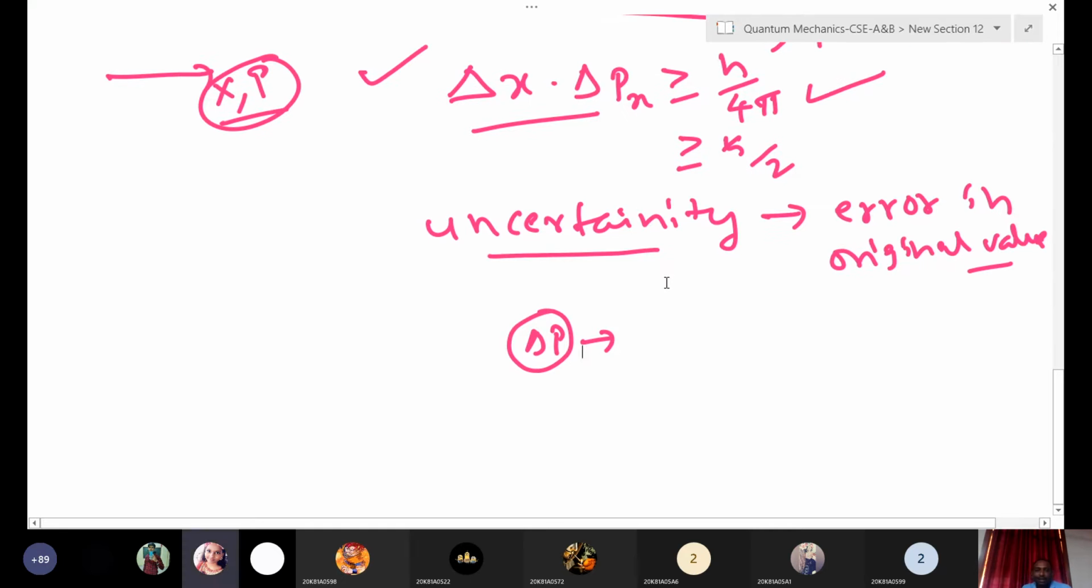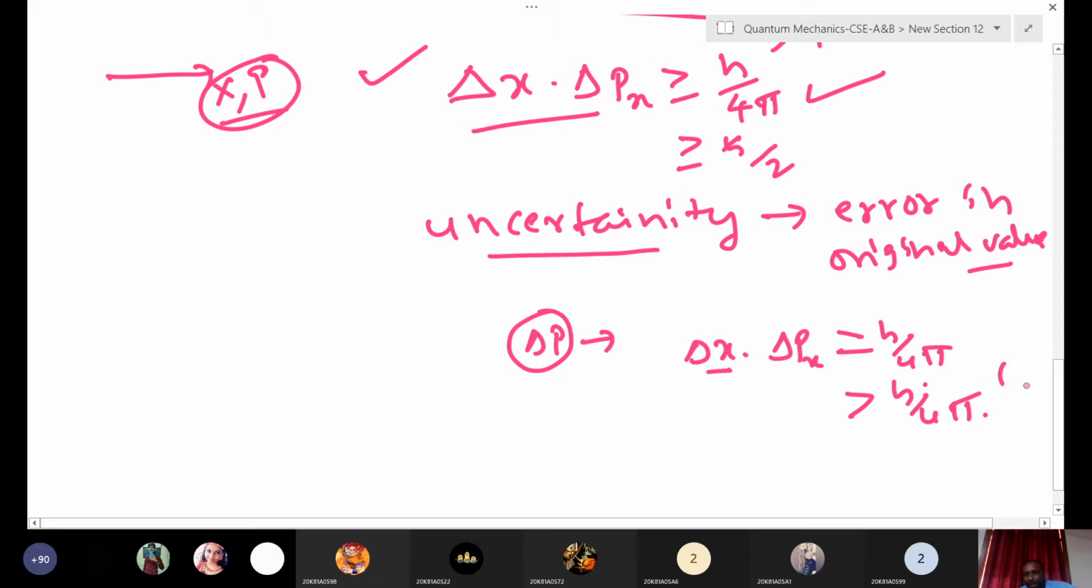Yes, sir. The product of the uncertainty in momentum and the uncertainty in position of any particle is greater than or equal to h by 4 pi. So the error in position and error in momentum together may be equal to h by 4 pi or greater than h by 4 pi. This is some constant value. This is also a constant value. You will have some error.